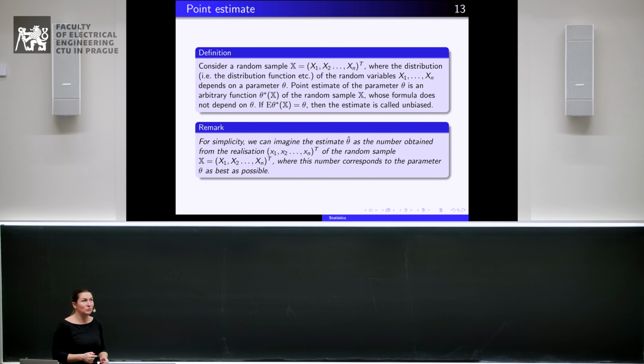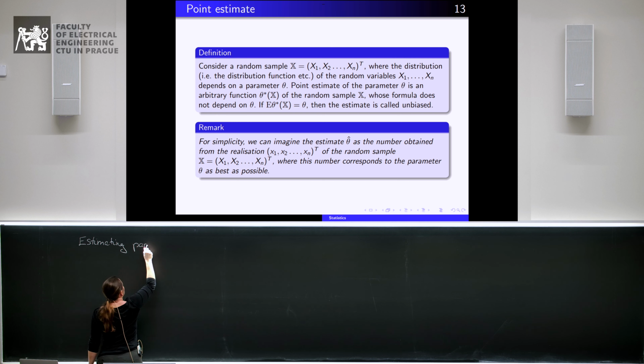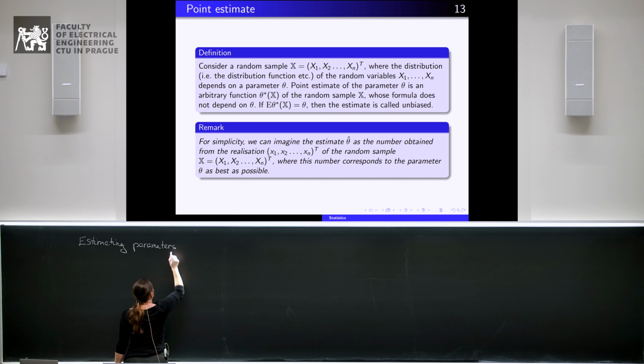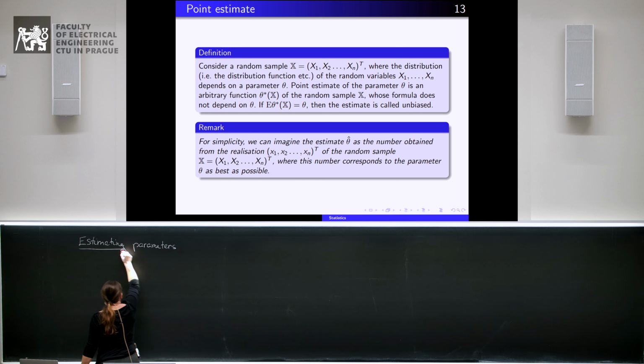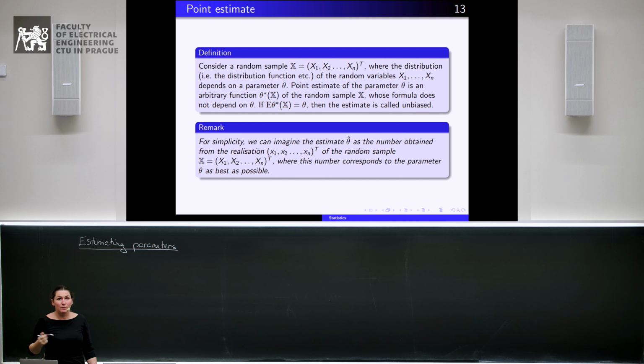So, welcome to the, I don't know which lecture of probability and statistics. And today we will continue with statistics, and the topic in statistics is estimating parameters. Meaning the parameters of random variables which model our data.